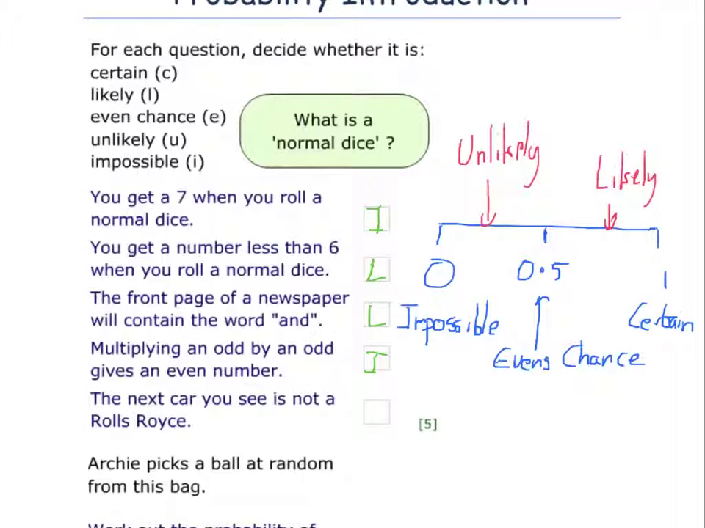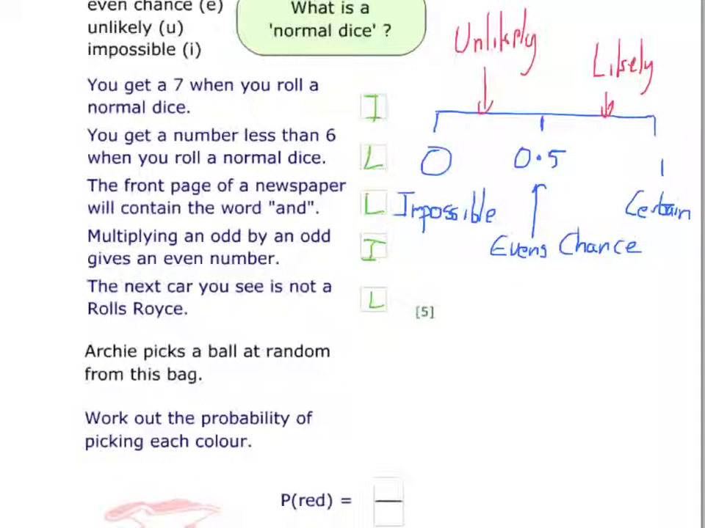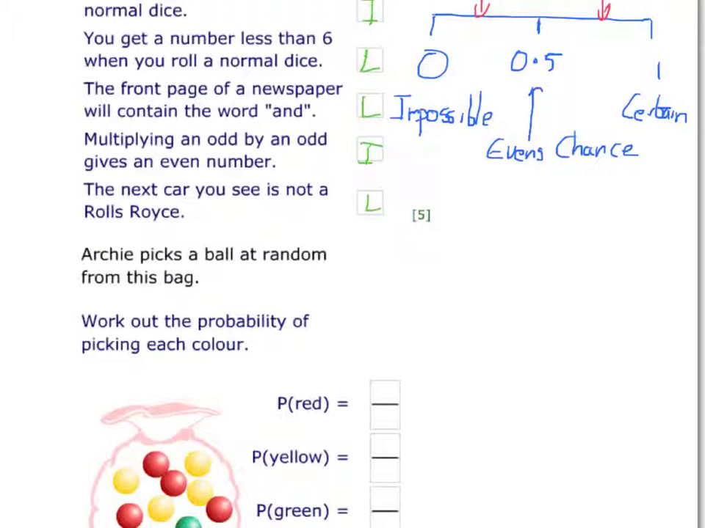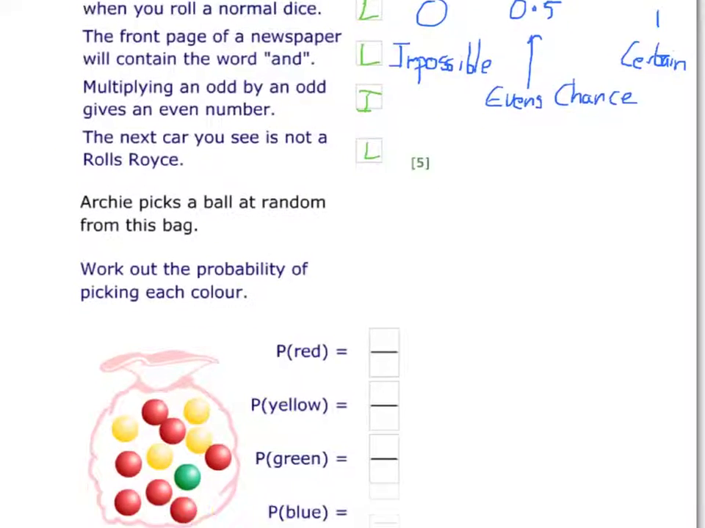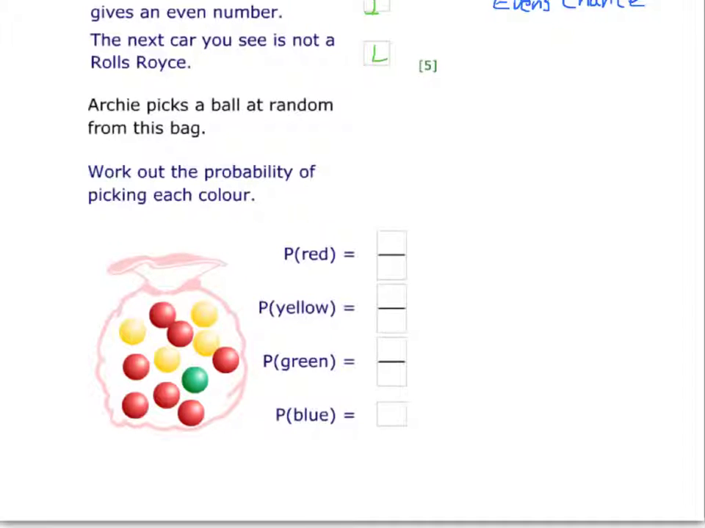The next car you see is not a Rolls Royce. Well, how many Rolls Royces do you see? Not very many. So the chance that it's not a Rolls Royce is quite high. That's why I would say it's likely. It's not certain because it could well be, but I say it's very likely that it's not a Rolls Royce. Right, that's when you've got probabilities and you're just asked to say how likely it is with words.